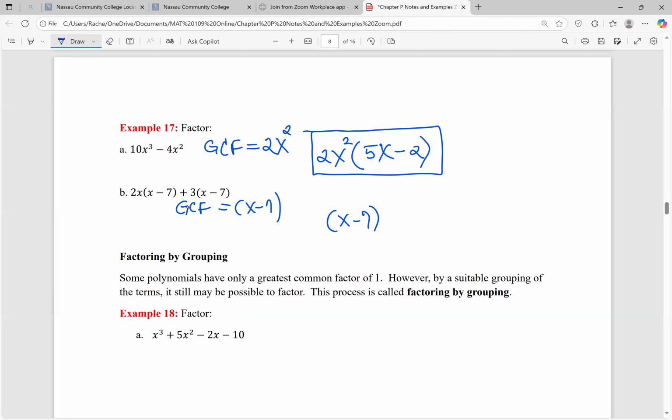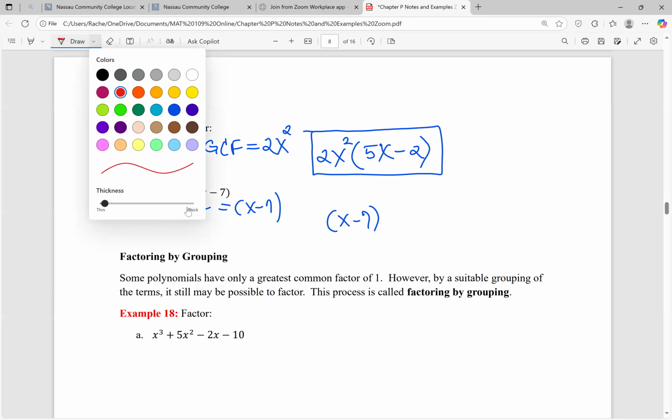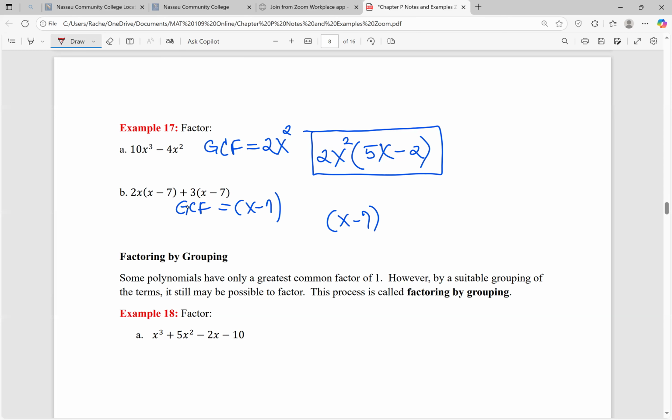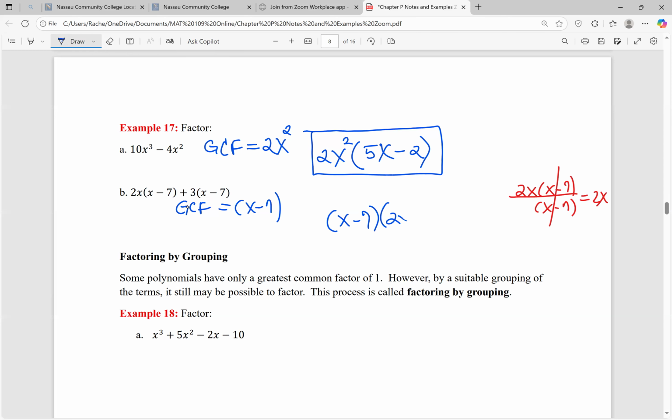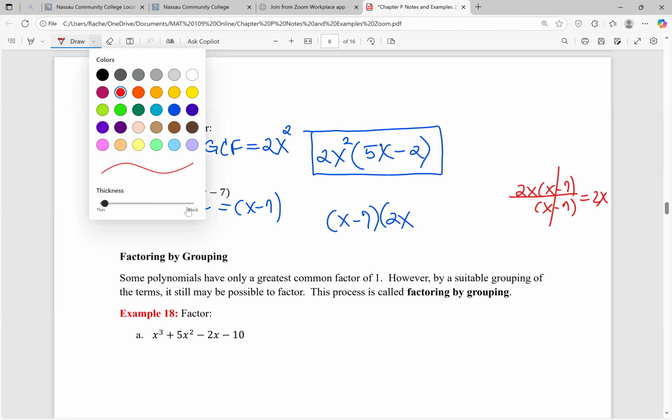I'll do the work off to the side here in a different color so you could see. I'm going to take 2x times x minus 7 and divide it by x minus 7. And I'm just going to end up with 2x. And now I'm going to take the 3 times x minus 7.